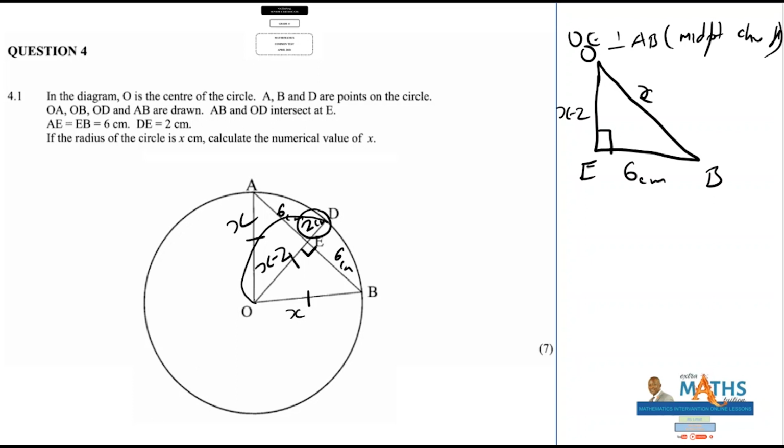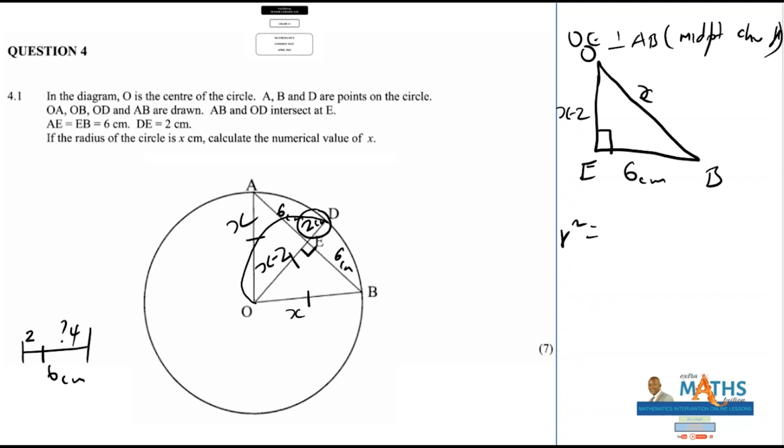Pause this video and try to make sense of that. If I have this length which is 6 centimeters and I give you this portion which is 2, then I ask you to find the remaining part, it will be 6 minus 2, which is 4. Same thing that I've done in this problem. Then I can use the theorem of Pythagoras to find the value of x.